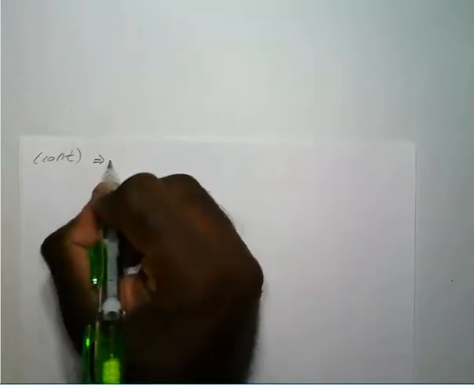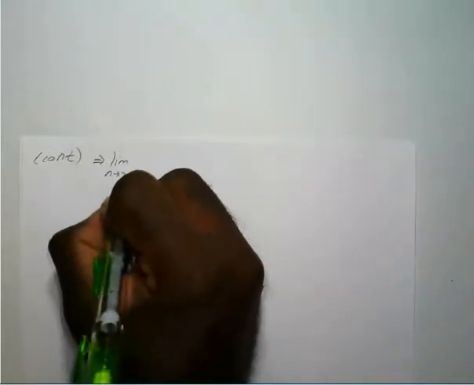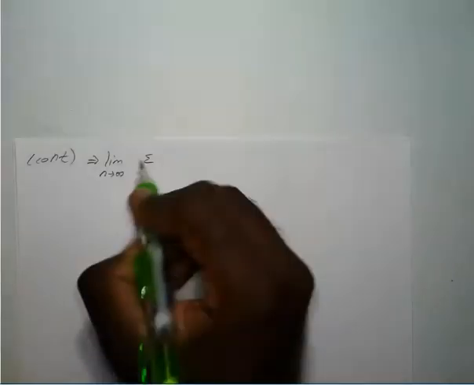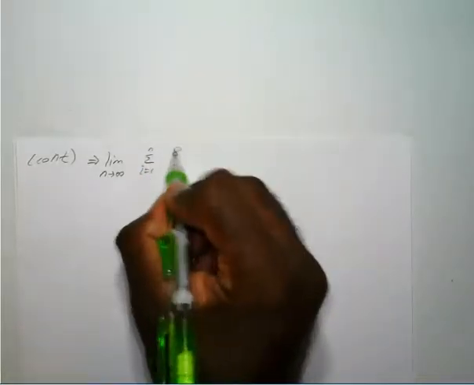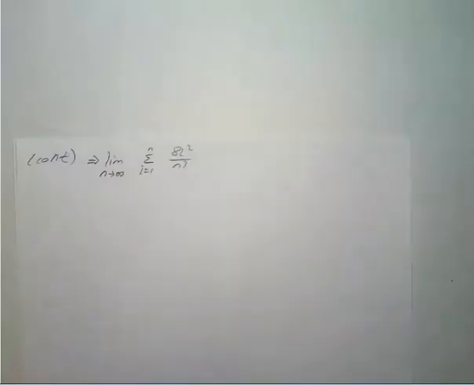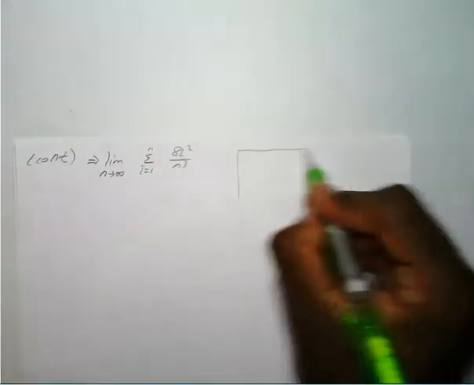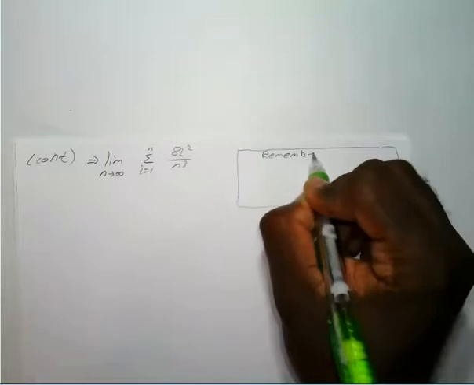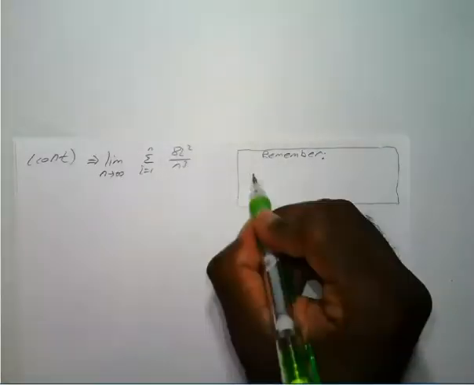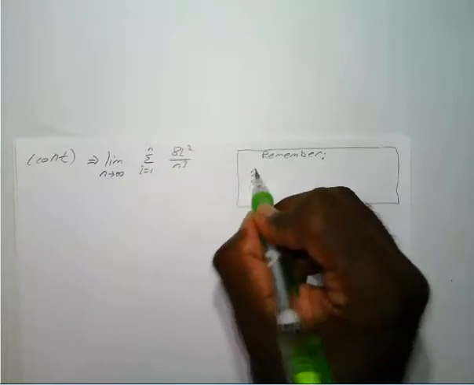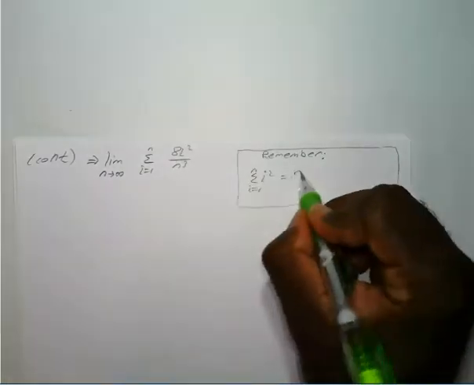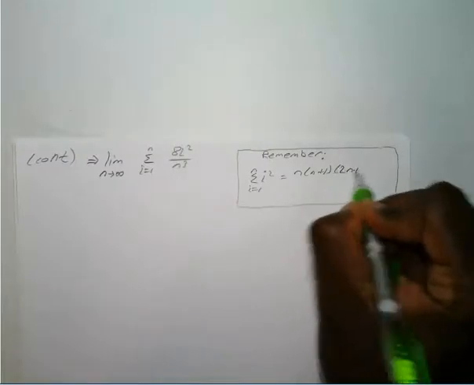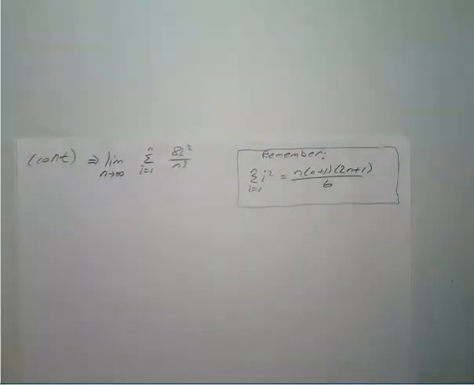All right. So let's just write down where we left off. So you have the limit as n approaches infinity of the sum from i equals 1 to n of 8i squared over n to the third. Okay. Now, before we continue, you want to remember one important thing, and that's the sum from i equals 1 to n of i squared is equal to n times n plus 1 times 2n plus 1 over 6. Okay, so that's going to be important to solve this particular problem.